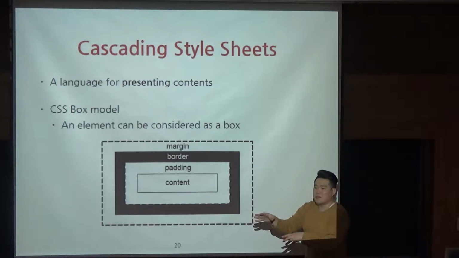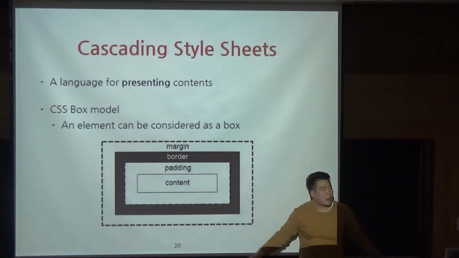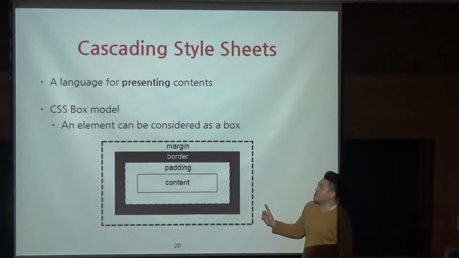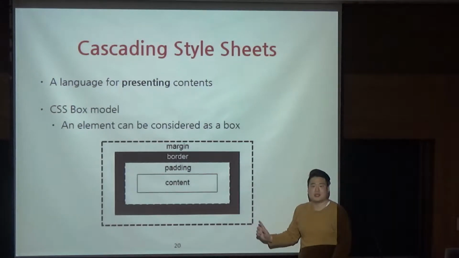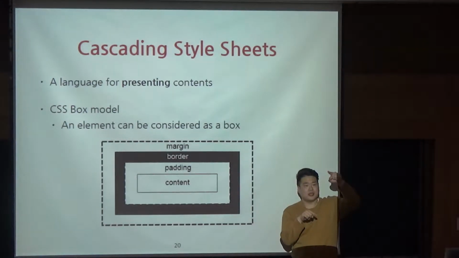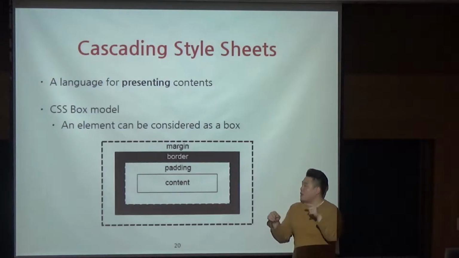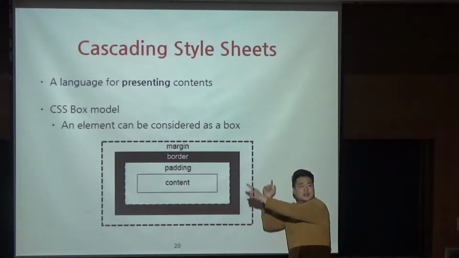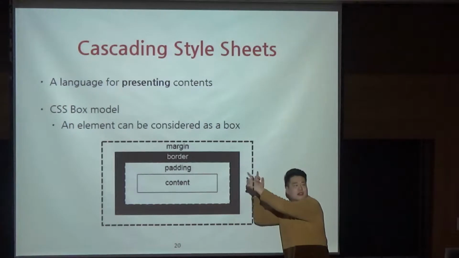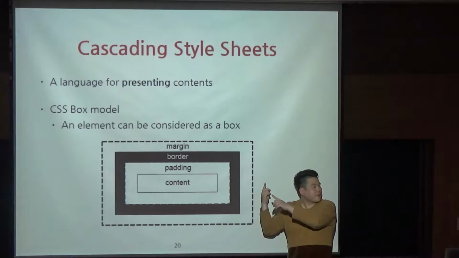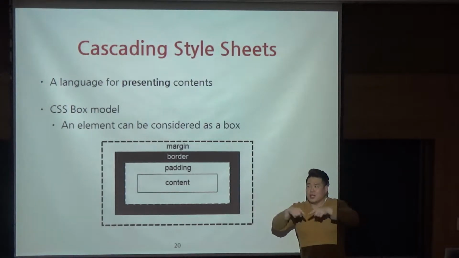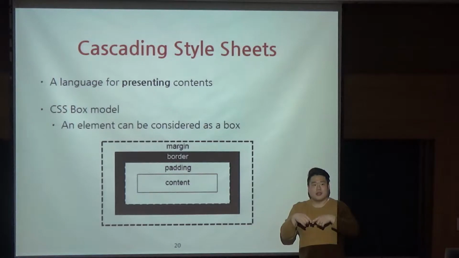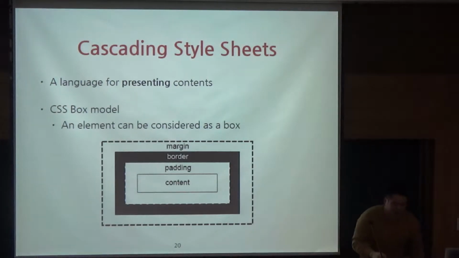To present something, our web browser uses the CSS box model, which means that each element is basically presented as a box, as a rectangle. So our table is a rectangular shape, and I'll show you.